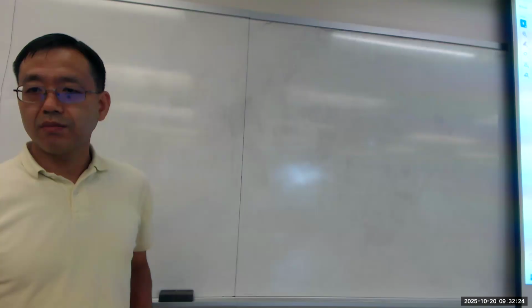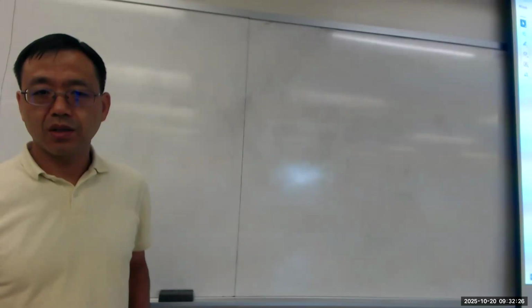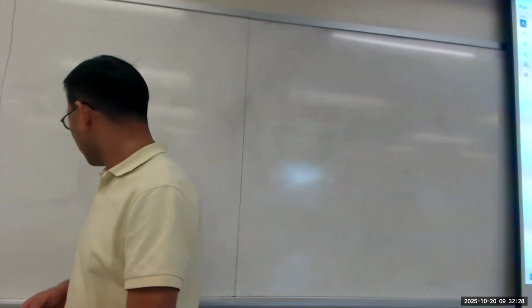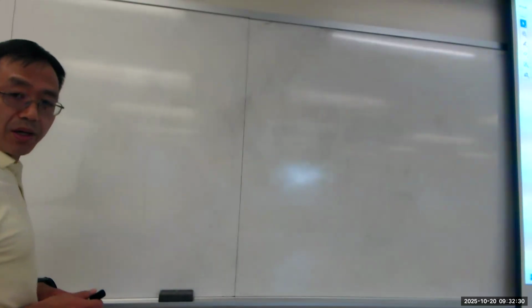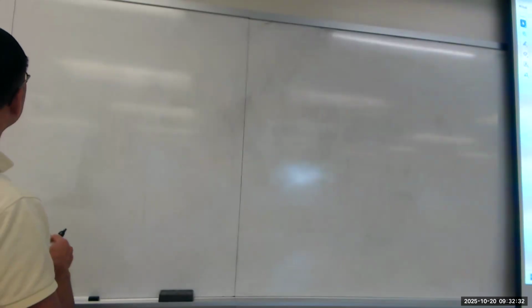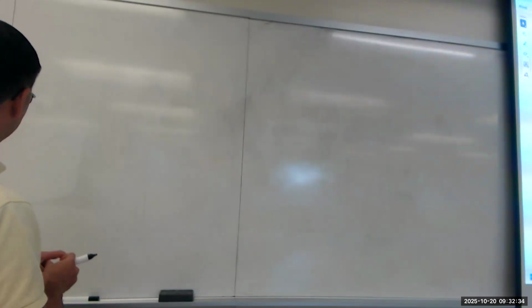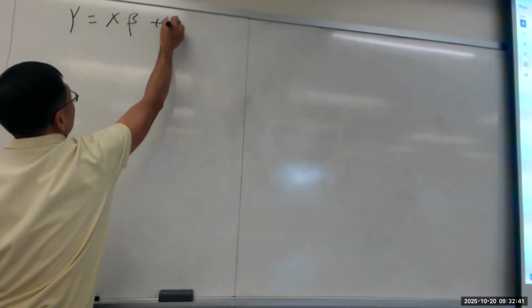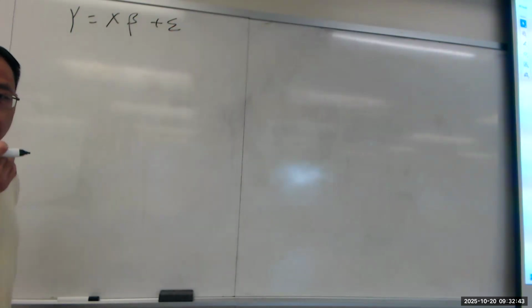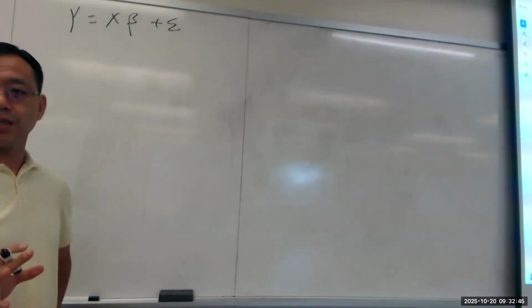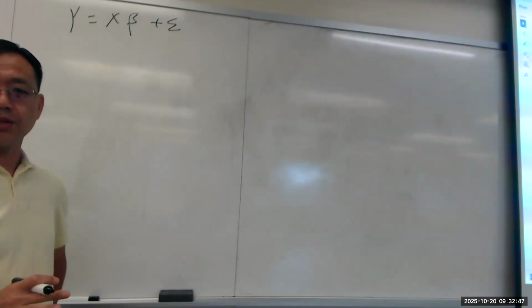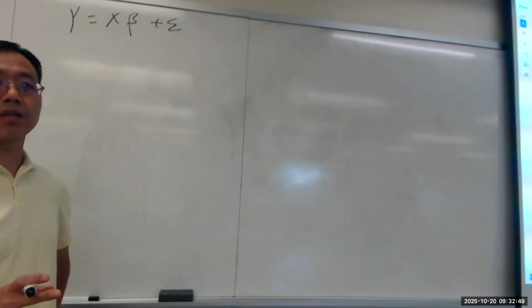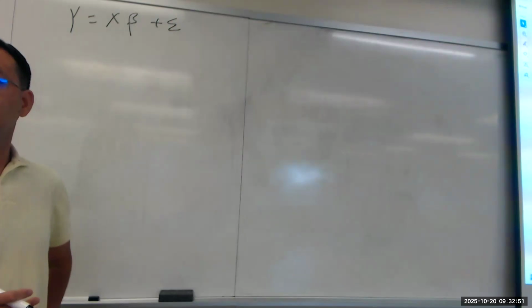Today there's going to be some writing. I have a line here just to remind me I cannot go beyond that line. So the problem is y equals x beta plus epsilon. If you are familiar with linear regression in matrix form, this is probably easy for you, but I just want to write it out so everybody knows.